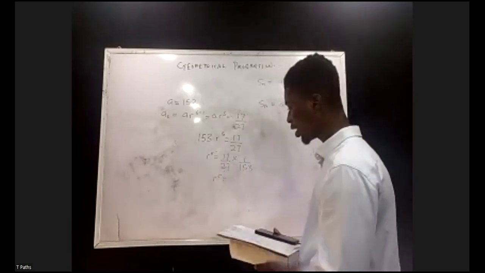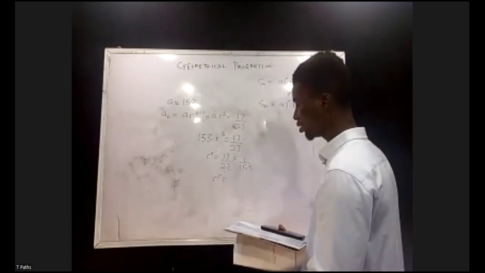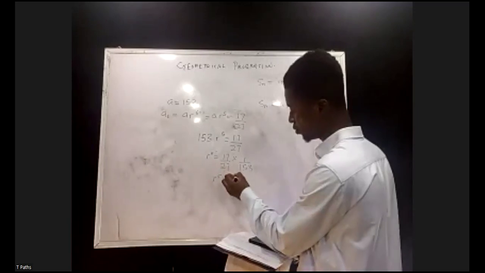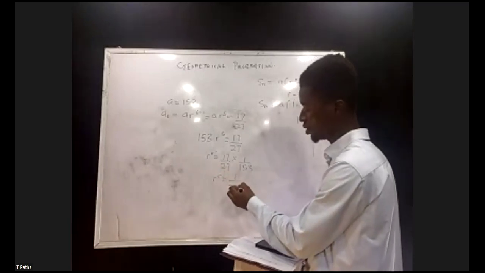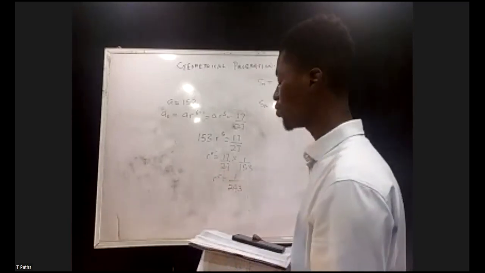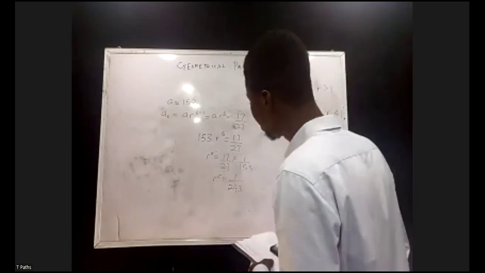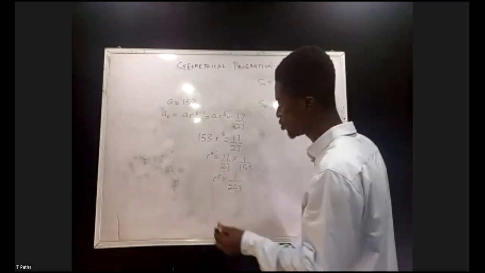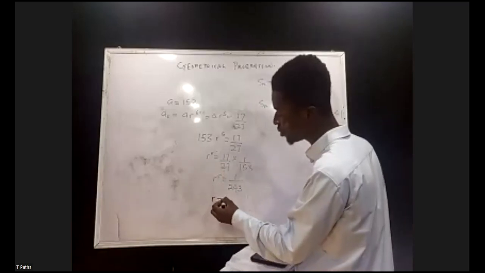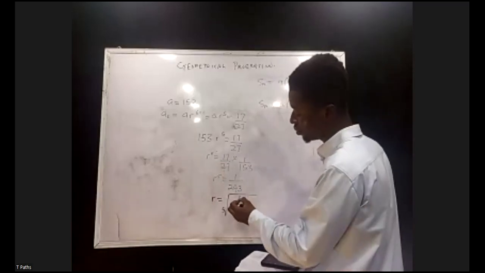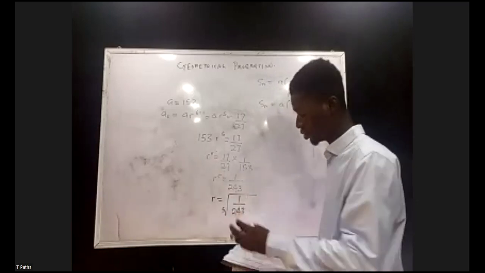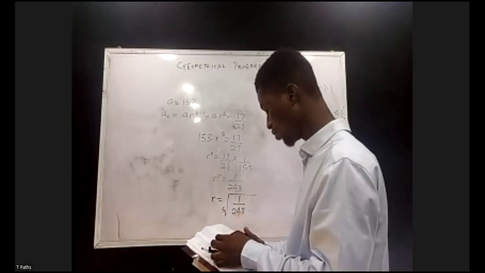That will give us 1 over 243. So now what we do, we take the fifth root of both sides. We are left with what? R equals what? 1 over 243. So now let's get our R.